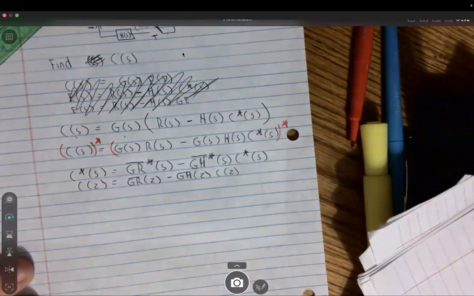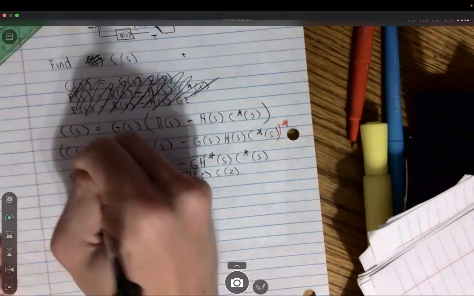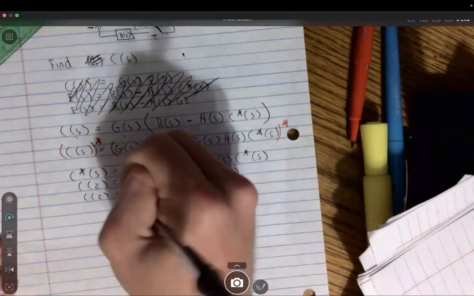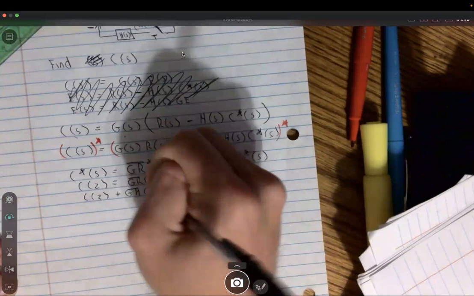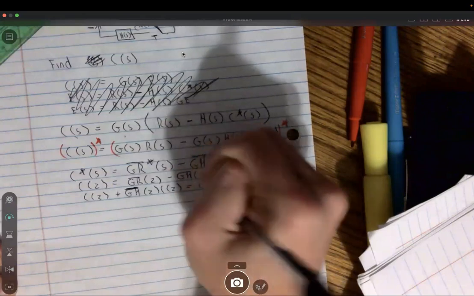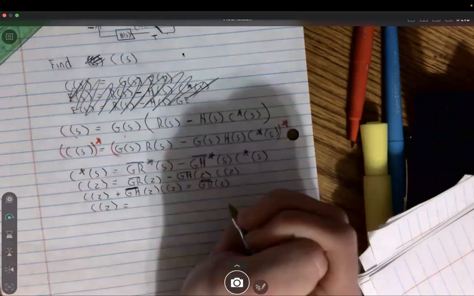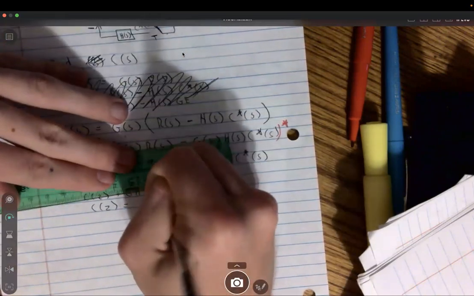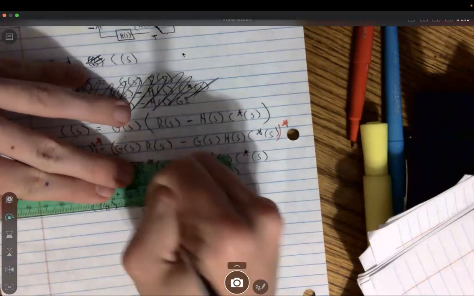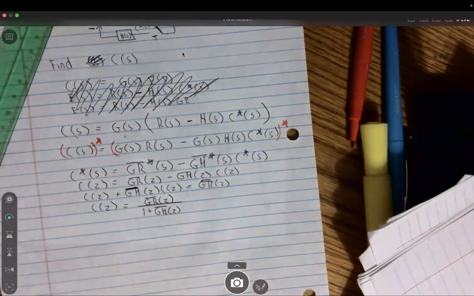Okay, now that we got that, moving this over to the other side, you're going to get C of Z plus GH of Z, C of Z, is equal to GR of Z. Now, solving for C of Z, it's going to equal GR of Z all over 1 plus GH of Z. Okay, so that's what we get here.